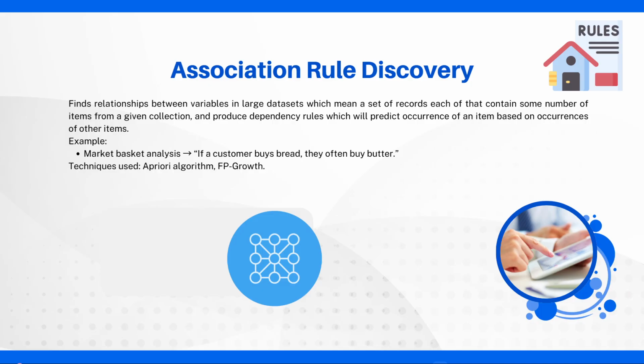Association rule discovery is a method that finds relationships between variables in large data sets, which means a set of records, each of which contains some number of items from a given collection, and it produces dependency rules which predict the occurrence of an item based on occurrences of other items. An example is market basket analysis: if a customer buys bread, they often buy butter. Techniques used are the Apriori algorithm and FP-Growth.